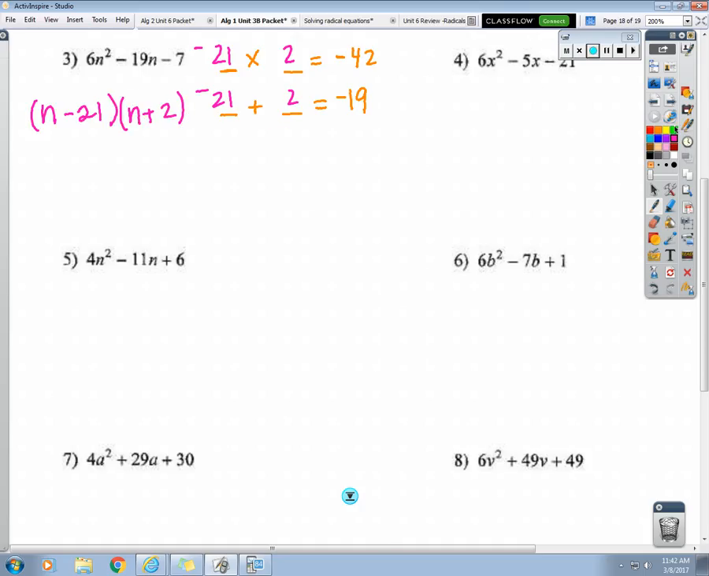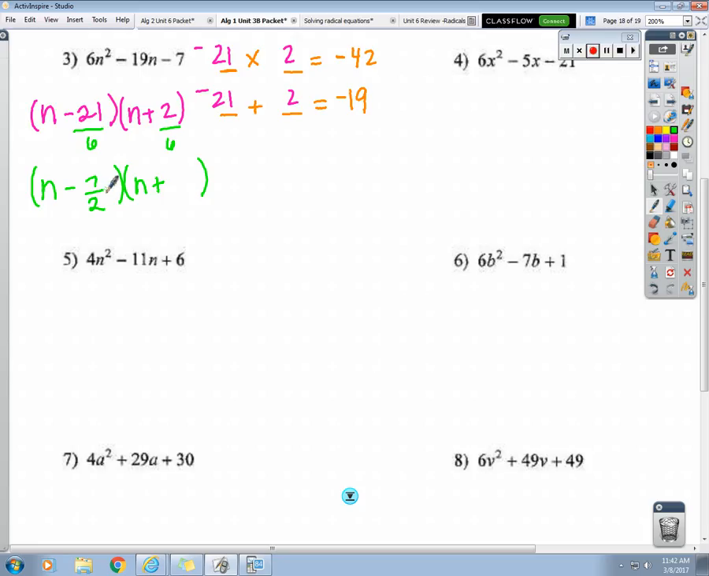But the reason we can't stop there is because n times n is not 6n squared. So we have to divide both of these by 6 and then reduce. Okay, both of these are divisible by 7, so 21 over 7 is 3. Never mind. Both of them are divisible by 3, so 21 divided by 3 is 7. 6 divided by 3 is 2.